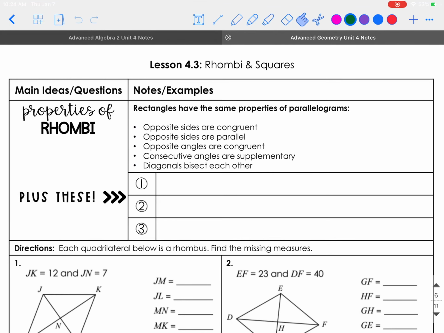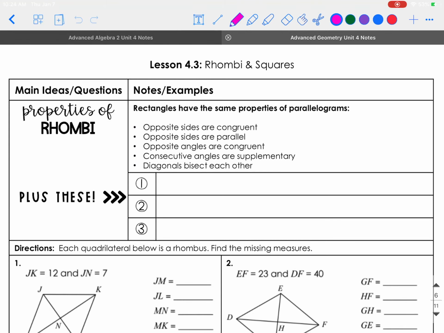All right, we are now on lesson 3, which is about rhombus, rhombi, and squares. We're going to start with the rhombus. A rhombus has all the things of a parallelogram. It's very similar. If you look at the picture, it looks like a normal parallelogram, but it has a few more features.